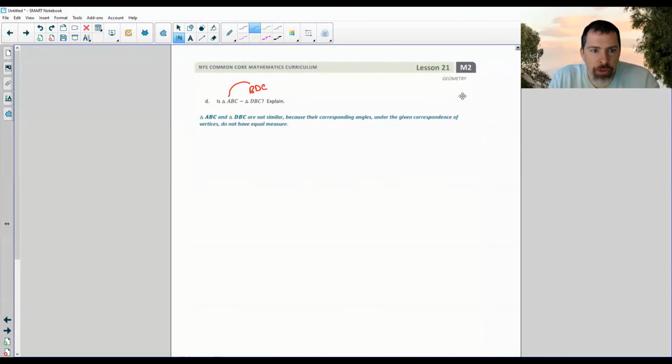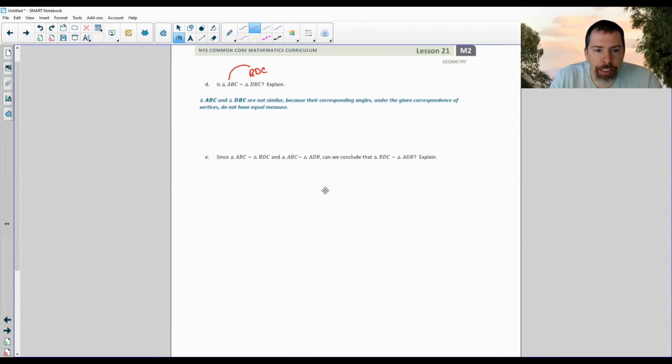And so therefore the answer is triangle ABC and triangle DBC are not similar because their corresponding angles under the given correspondence of vertices do not have equal measures. Angle A is not 90 degrees, but angle D is. Okay.